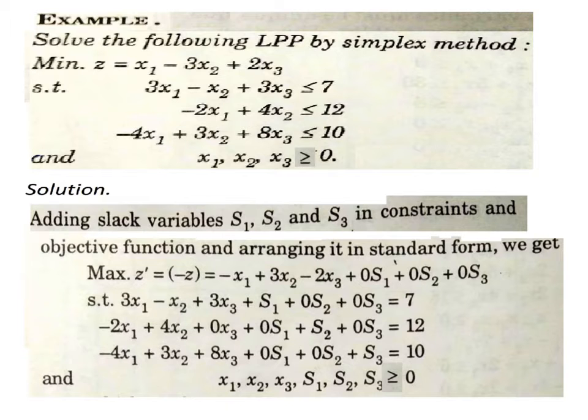Now you can see the problem. Solve the following LPP by simplex method. Minimize z equals x1 minus 3x2 plus 2x3, then 3 constraints all with less than or equal to, and then the non-negative restriction with 3 variables x1, x2, x3 greater than or equal to 0.